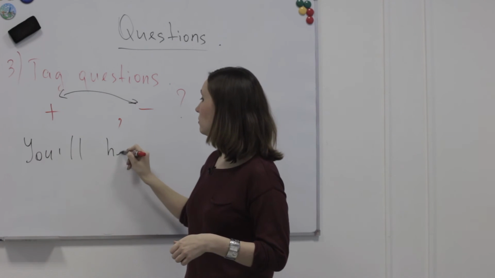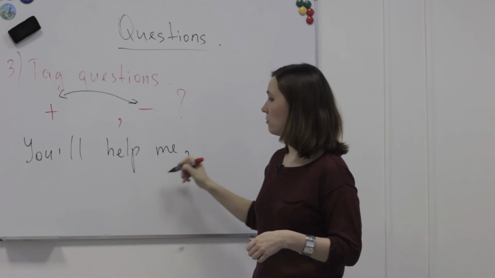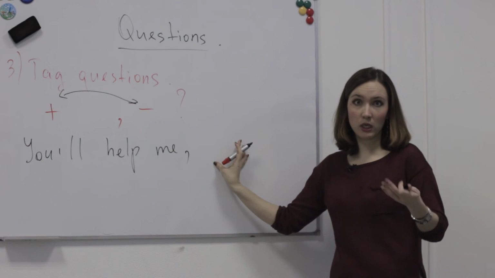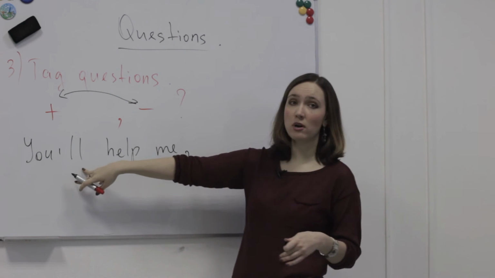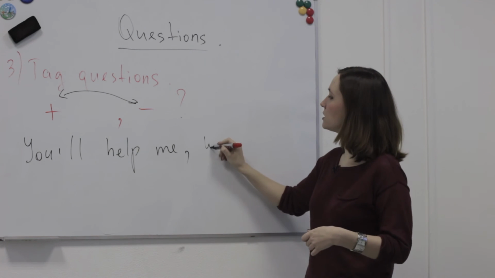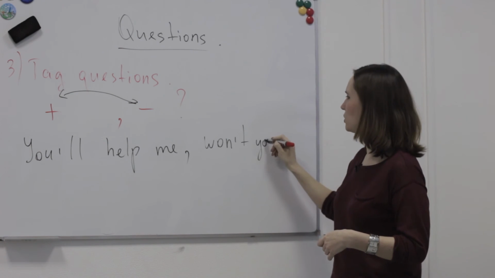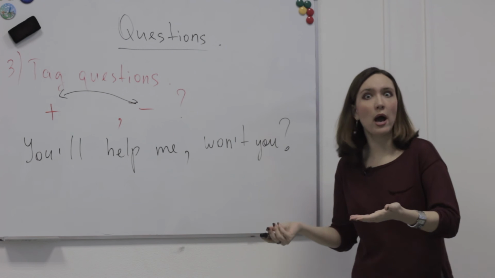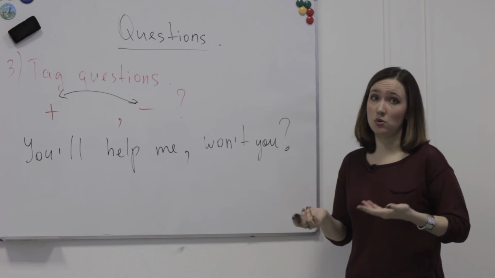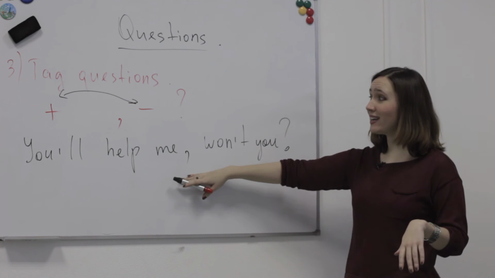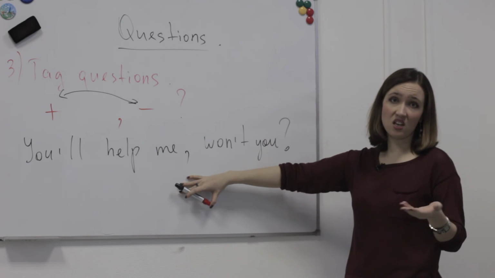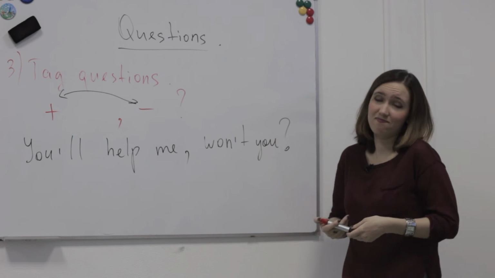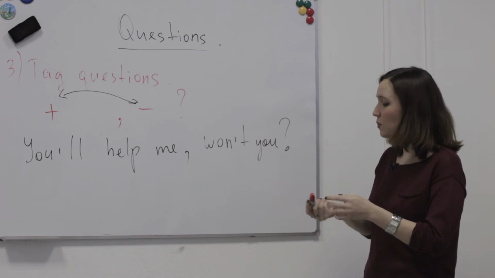Simple. You'll help me. So we've got future here, will, and it's a positive one. So at the ending, we need a negative form of this grammar. Will in the negative is won't. Won't you? Different meaning than asking, will you help me? When you ask, will you help me, you don't know if the answer is yes or no. Here it's something like a wife asking a husband, well, you'll help me, won't you? Like, you can't say no to that. You just are not capable. Yeah? The same with any other grammar.